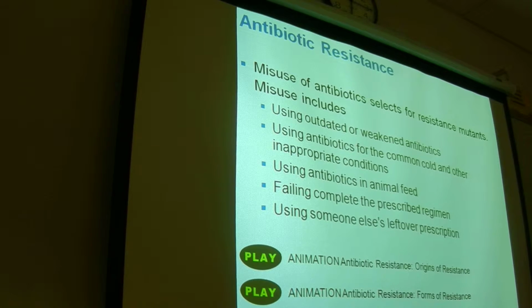Okay, so again, it seems kind of silly the way I describe it, but people are doing this all the time. Okay, so again, if you get prescribed antibiotics for whatever reason, if you have some left over, which you really shouldn't, and I'll get to that, if you do, just throw them away. Don't save them for the next time you don't feel well. Okay.